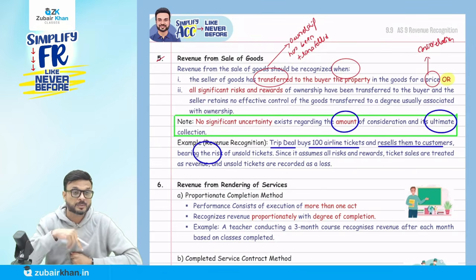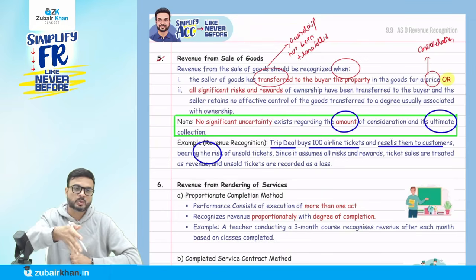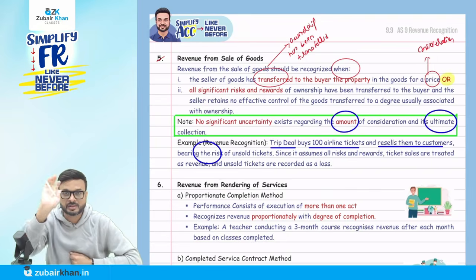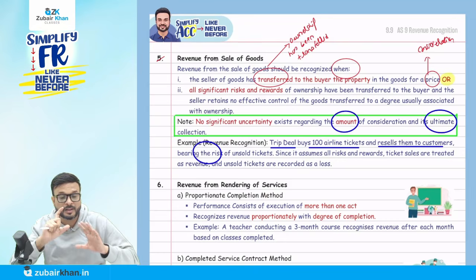If the risk and reward has been transferred to them, then those 100 tickets will be considered a sale, by whoever sold those tickets to Trip Deal. Okay, so you understand the risk and reward has been transferred. So they are not playing the role of mediator here.